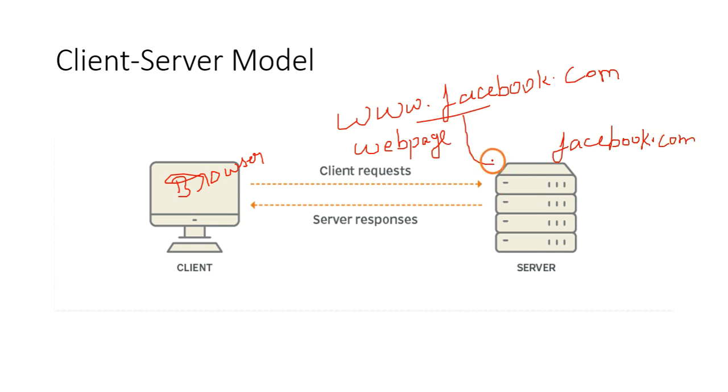So this request will be taken by facebook.com, and it will fetch the home page for facebook.com, which is generally a login page. And this page will be sent back as a response to the client. Okay, so this is the client server model.